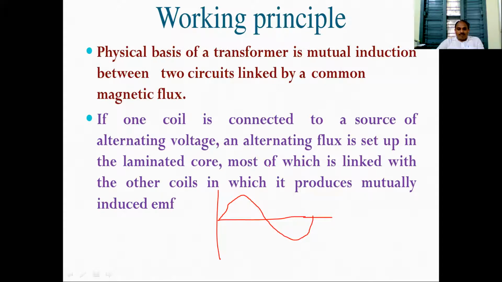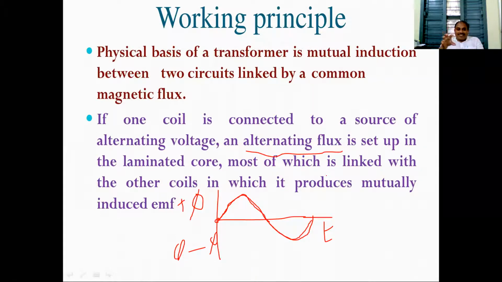If you give alternating voltage, that alternating voltage produces alternating current in a closed loop. That current produces alternating flux. This is the flux value with respect to time. The flux magnitude increases and decreases, and then reverses to minus flux. Here is the positive flux, here the negative flux. The flux direction changes, positive and negative, and the magnitude also changes. That gives the alternating flux.